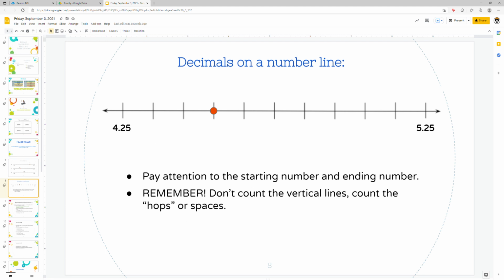Remember, don't count the vertical lines. Count the hops or spaces. I've been trying to get y'all to do that since we started number lines. Don't count the dashes. You'll end up making a mistake somewhere because this first dash doesn't even count, right? That's your starting number. That dash right there is already 4 and 25 hundredths. It's the next step, if I go up to the next line, that's where I'd add my 10 hundredths or tenth and be 4 and 35 hundredths, then 4 and 45 hundredths, then 4 and 55 hundredths at that point.